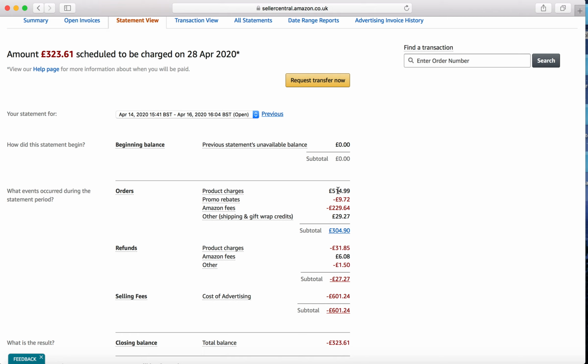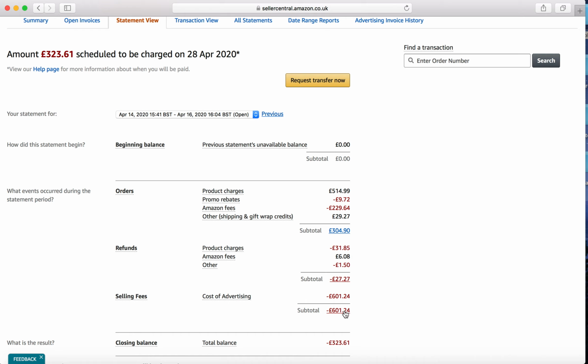So since that time, we've done £500 in sales. We've had £229 in Amazon fees, and as a result would have taken out £304 worth of sales, or that's what we would have been paid in our revenue. That's what would have been paid into our bank. You then have to take off refunds. I think we picked up a couple of refunds there to the sum of £27.21. However, what has put us in a negative balance is the cost of advertising, which is £601.